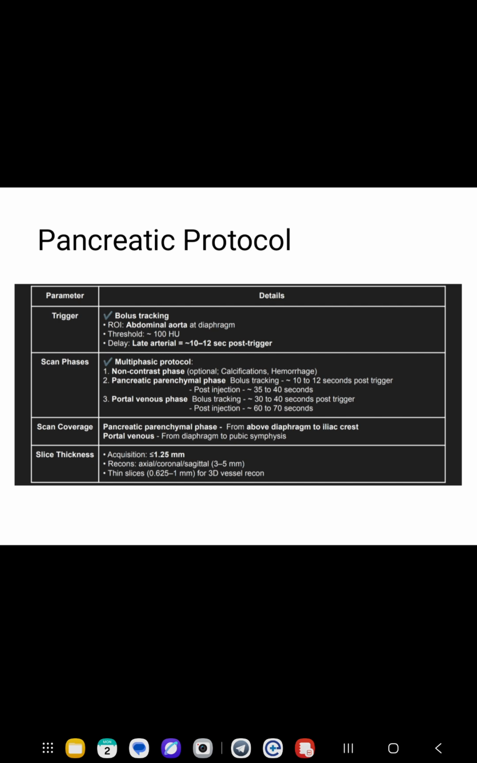We will take a non-contrast phase in order to determine calcification or hemorrhage, and the other two phases are the late arterial, that is the pancreatic parenchymal phase, and the portal venous phase. The pancreatic parenchymal phase is 35 to 40 seconds post injection, and the portal venous phase is 60 to 70 seconds post injection. The scan coverage is from the diaphragm to the iliac crest. In the portal venous phase, it can be from the diaphragm to the pubic symphysis.